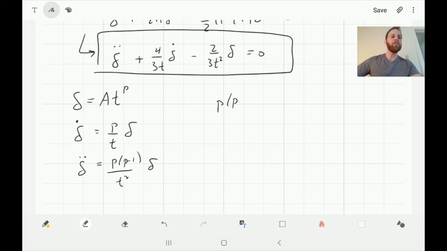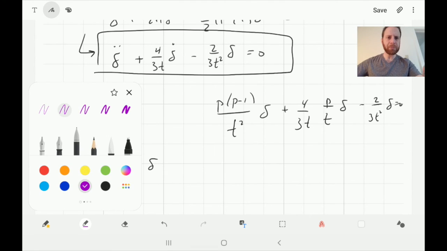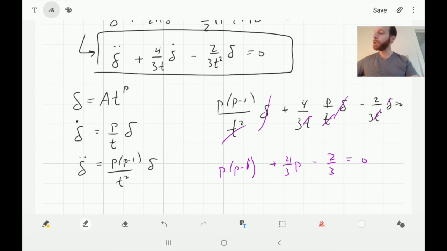So those are the things that we'll jam into our equation here. So apparently we have p times p minus 1 over t squared times delta, plus a 4 over 3t times p over t times delta, and then minus 2 over 3t squared delta equal to 0. And if t isn't equal to 0, if delta isn't equal to 0, then we're in good shape because all the deltas go away, the t squareds go away, and it looks like we have a simple p times p minus 1, plus 4/3 p minus 2/3, and that's equal to 0. Cheating, cheating. Yeah. All right.